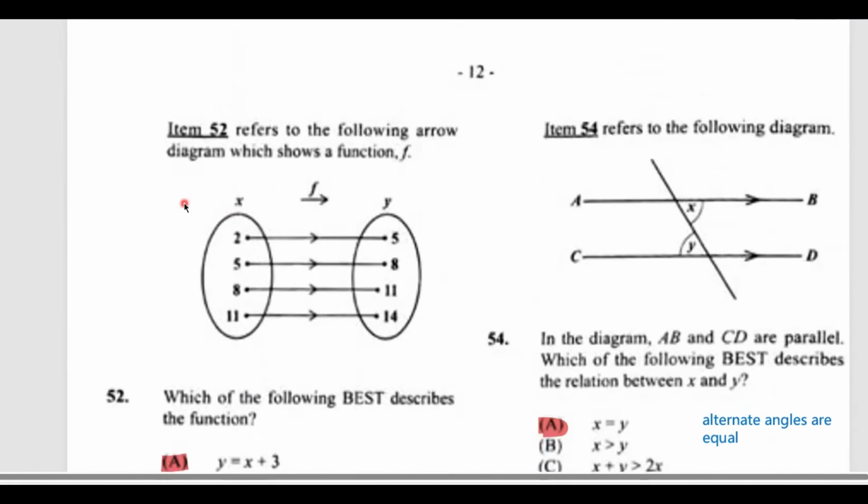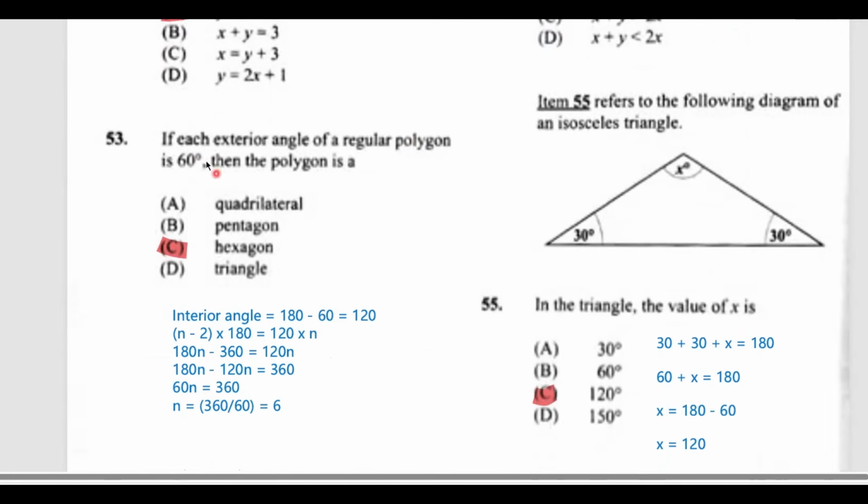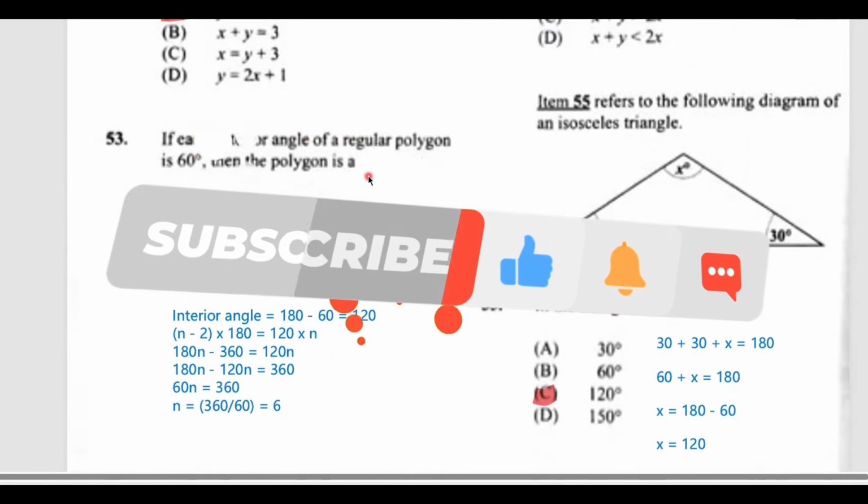52, refer to the following arrow diagram, shows the function. Which of the following best describes the function? Well, if you realize quickly, if you add 3 to 2, you get 5. You add 3 to 5, you get 8. You add 3 to 8, you get 11. Add 3 to 11 is 14. So the output y is really your input, which is x, add 3. Essentially, that's A.